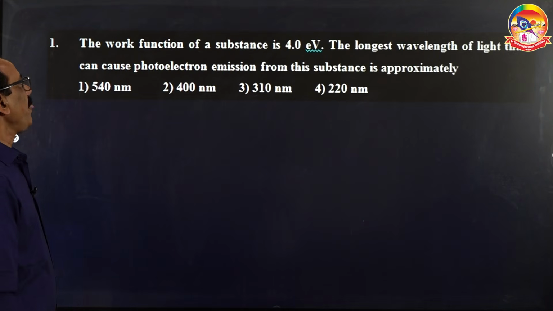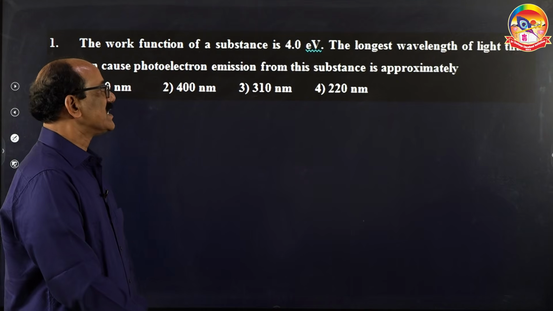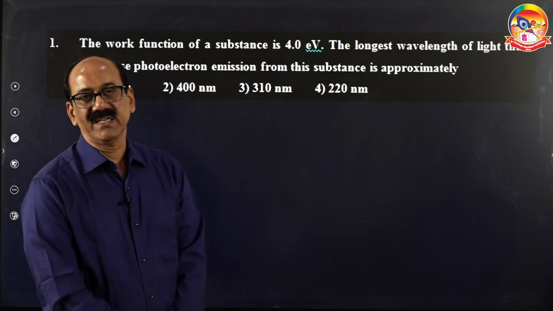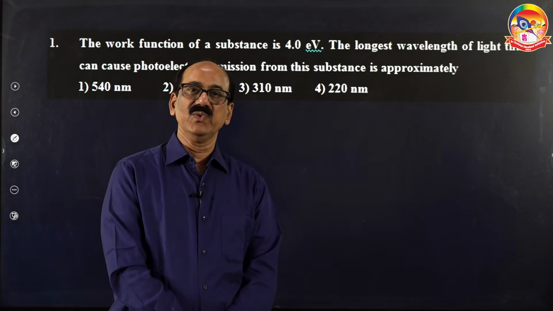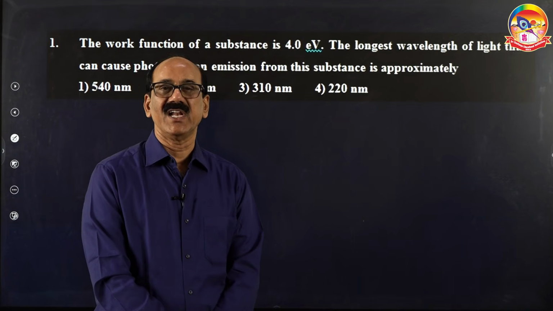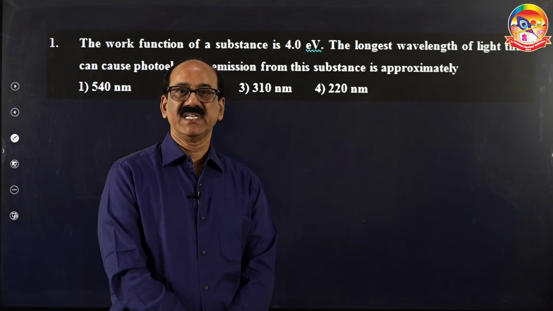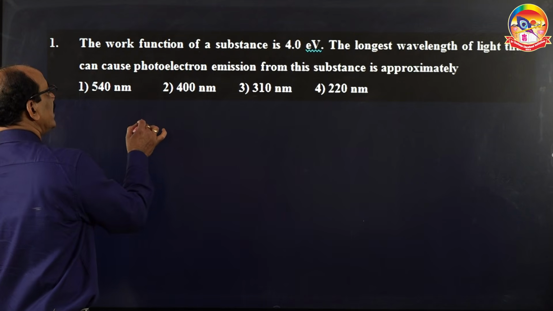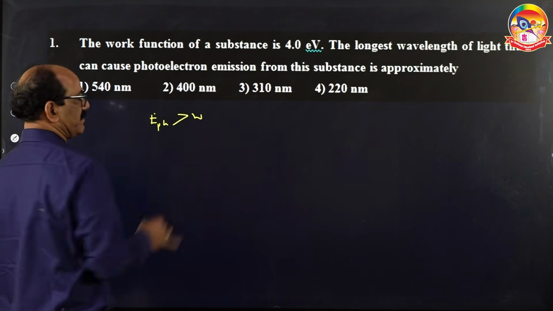So here is a problem. The work function of a substance is 4 electron volt. The longest wavelength of the light that can cause photoelectric emission from this substance is approximately. You are all familiar with the fact that when the radiation of frequency more than certain value or wavelength less than certain value is incident on a given metal, then photoelectric emission takes place. For that photoelectric emission to take place, the energy of the photon should be greater than work function.